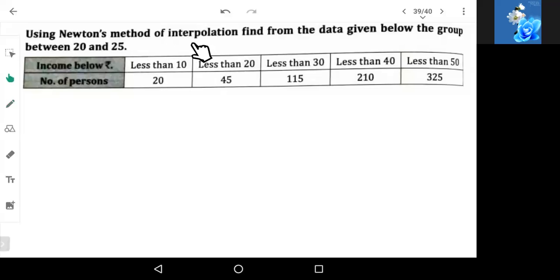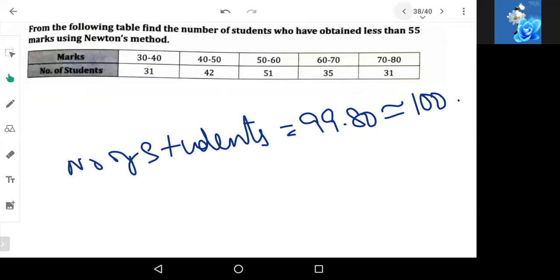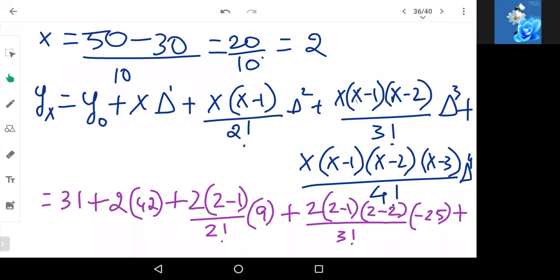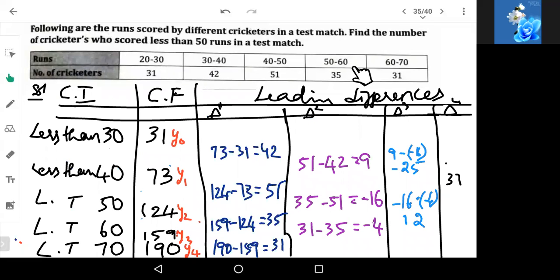Using Newton's method of interpolation, find from the data given below the group between 20 and 25. So until now they asked us only one number. Now they will give us the class interval like this, which is open-ended, and they are asking a closed-ended class interval. In the previous questions they had given us closed-ended class intervals. Here both the upper limit and lower limit are mentioned, and they had asked us less than, correct?